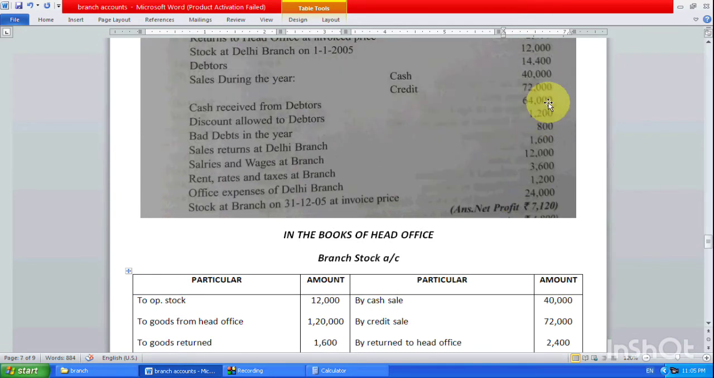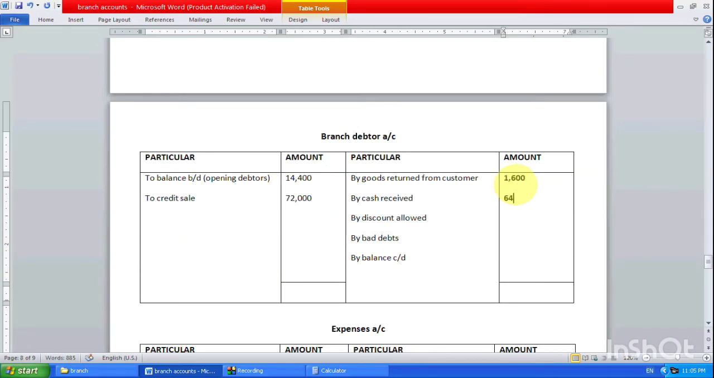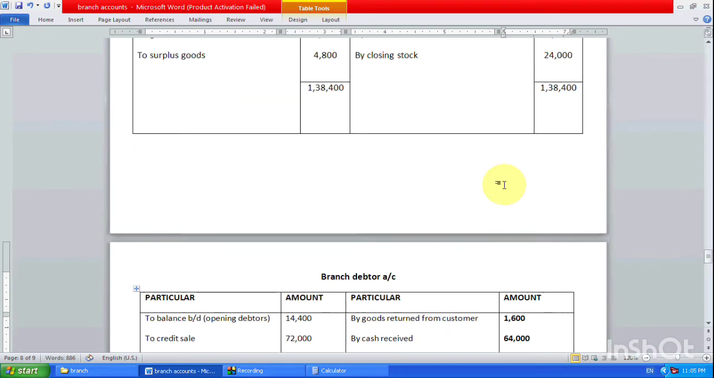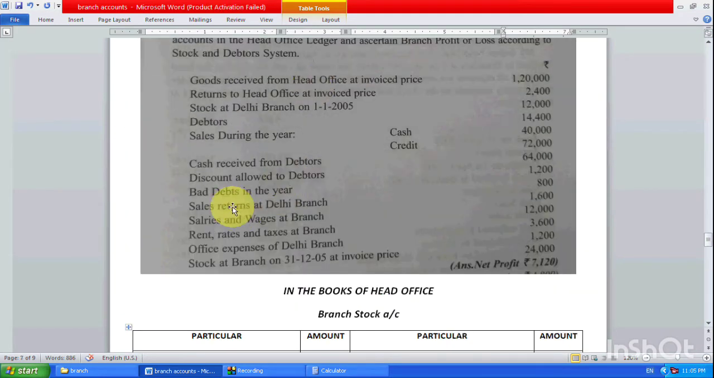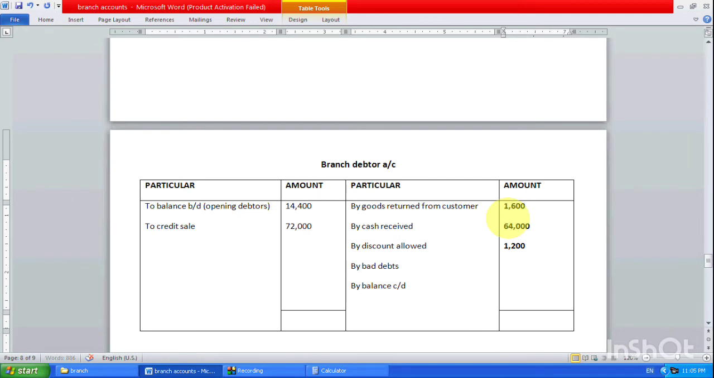Now cash received. See, cash received from debtors, how much? 64,000 cash received. Right here 64,000 cash received. Next, discount allowed and bad debts. So 1,200 is the discount allowed. See here, discount allowed to debtors 1,200 and bad debts in the year 800. So 800 is the bad debt.